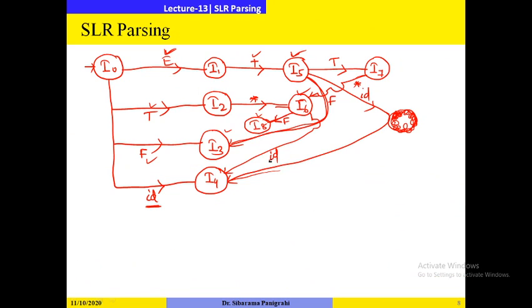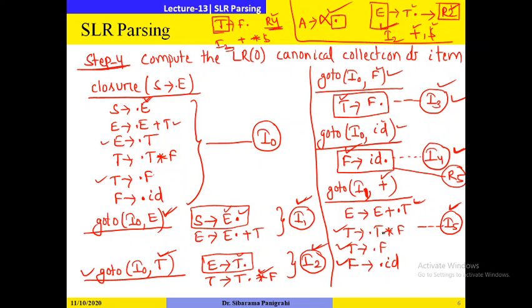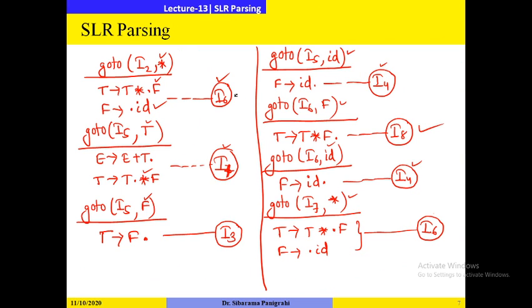Now let me go through I5. In I5, is there a dot at the end? No, there is no dot at the end in I5. So I will not go through I5. So I will go through I6. In I6, is the dot present at the end? No, in I6 also the dot is not present at the end. So I do not have to go through I6.